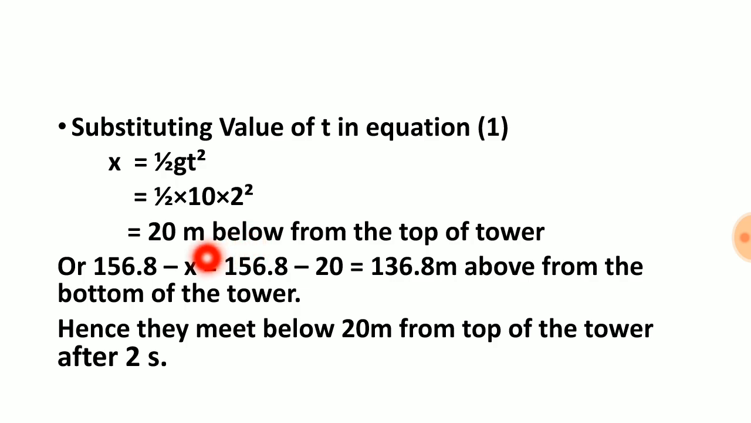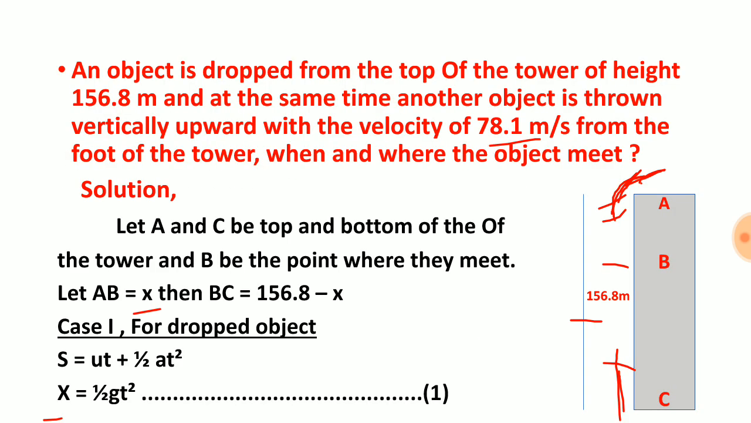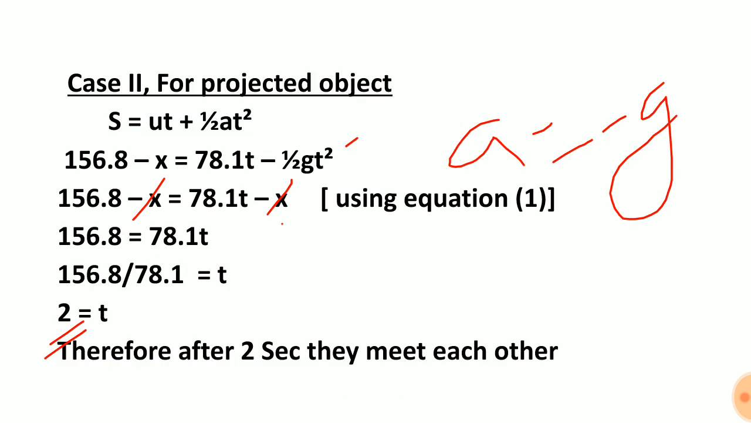If we calculate the same height from the bottom, then 156.8 minus x, that is 136.8 meter above the bottom of the tower. They will meet each other. So our answer is 20 meter from the top or 136.8 meter from the bottom. They will meet with each other, and the required time period is 2 seconds. After 2 seconds, they will meet with each other.